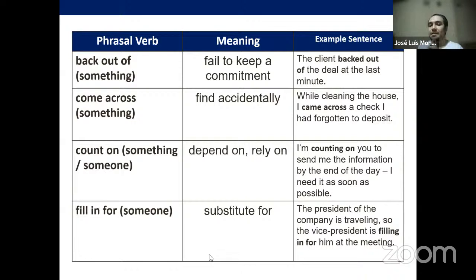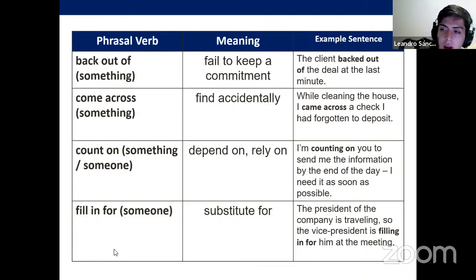That's one. Great. And the next one is count on. This is very easy, right? To count on someone or something, to depend on something or someone, to rely on something or someone. And the example says, I'm counting on you to send me the information by the end of the day. I need it as soon as possible. So, what example can you give me using count on?